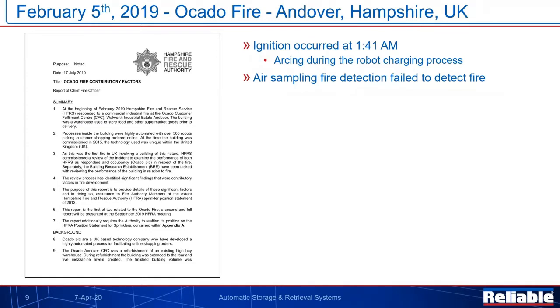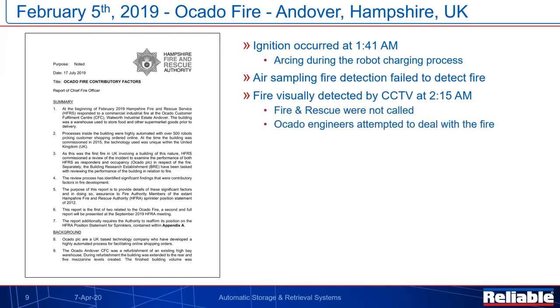Air sampling fire detection was provided throughout the entire storage facility. So a very good detection system was implemented at this facility, but for some reason it failed to detect the fire. The fire was finally visually detected by closed circuit television at 2:15 a.m. And for some reason, fire and rescue was not notified at this point. I don't know if they had a control room that was tasked with doing that and they chose not to, but it did not occur.